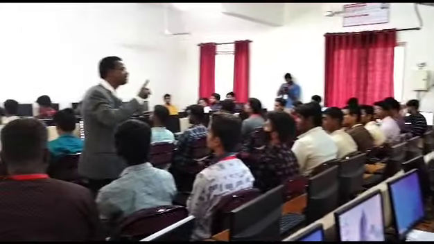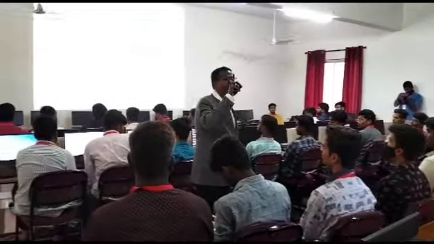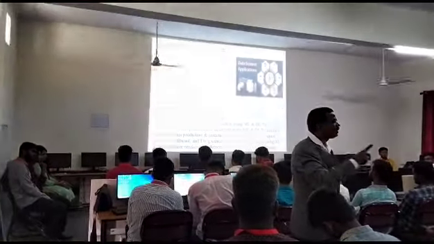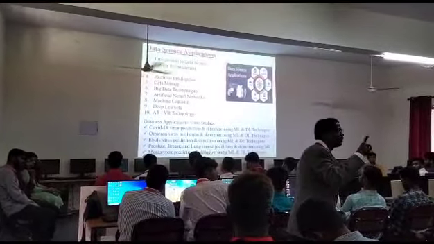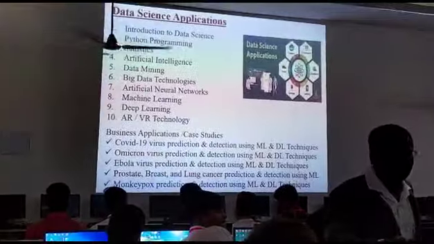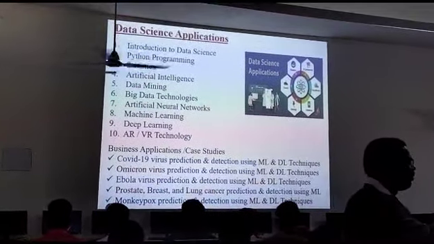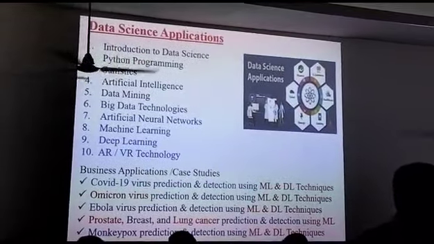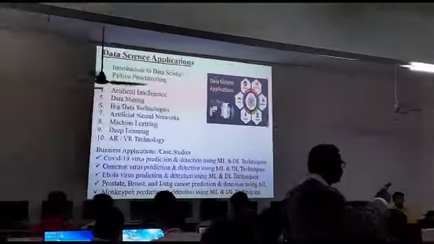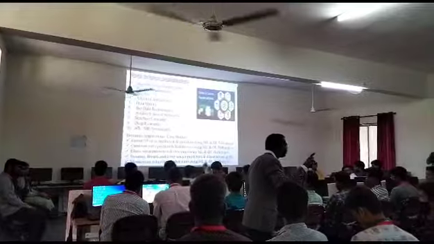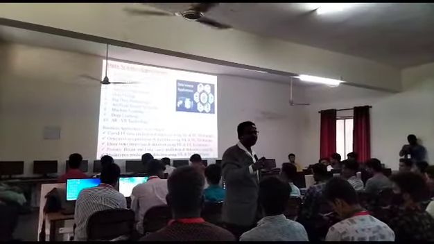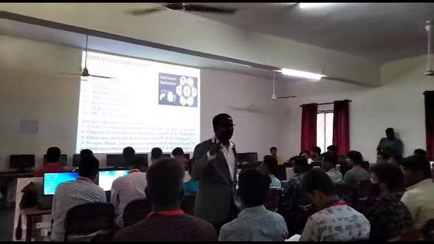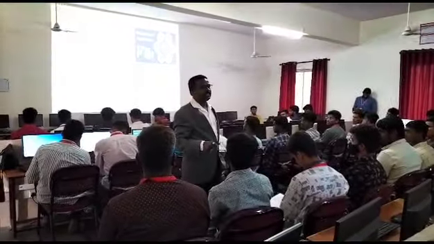Okay. So 1024 bytes is equal to 1 kilobyte. 1024 kilobytes is equal to 1 megabyte. 1024 megabytes is equal to 1 gigabyte. 1024 gigabytes is equal to 1 terabyte. 1024 terabytes equal to 1 petabyte. 1024 petabytes equal to 1 hexabyte.